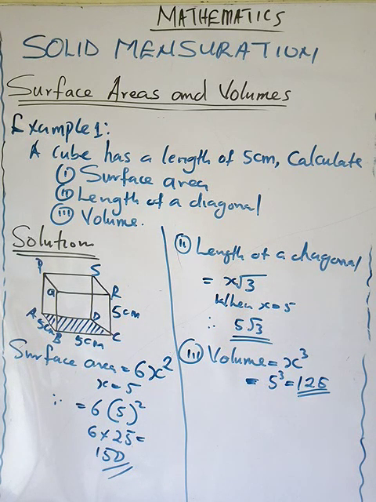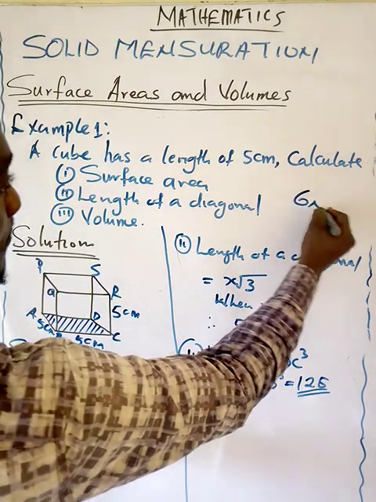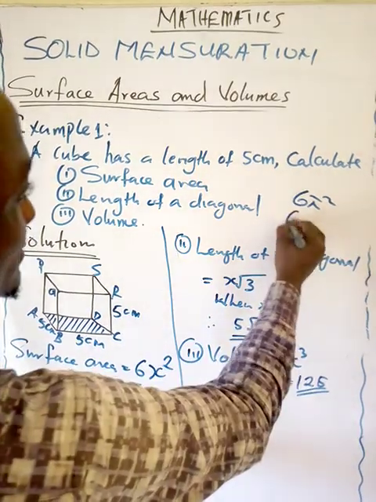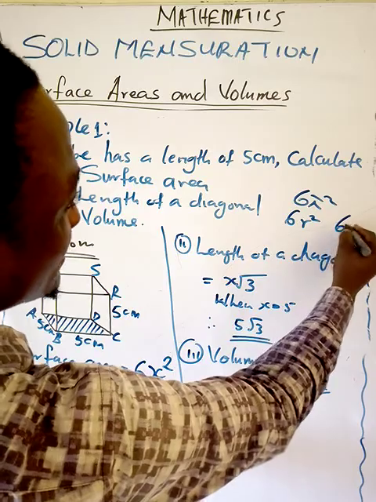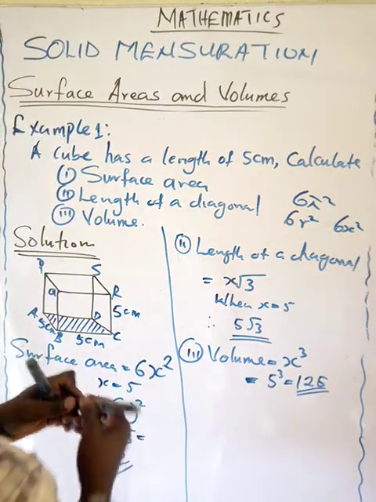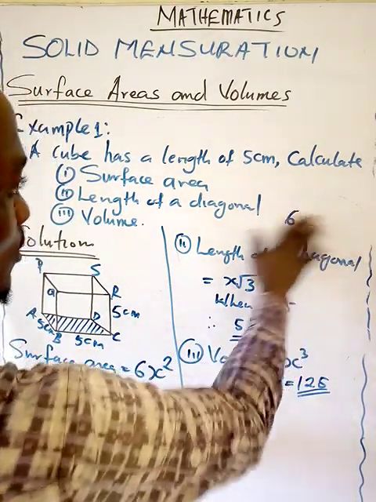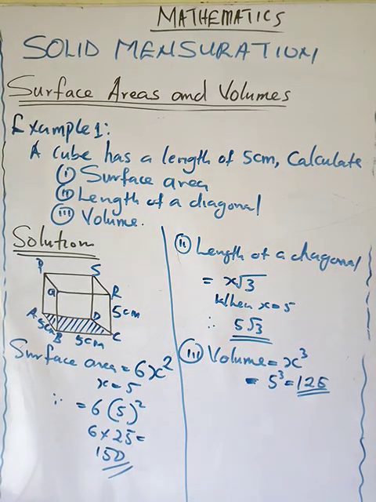The first thing I want you to know is that the surface area is 6x squared or 6 pi squared. You can use 6 pi squared, you can use 6 r squared, you can use 6x squared. All these are variables.